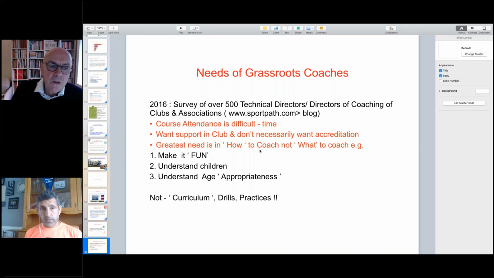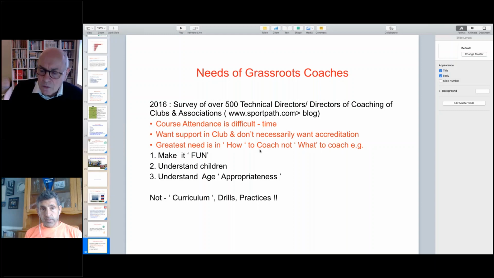What about the needs of grassroots coaches? They found course attendance for these people was difficult, but they wanted more information about how to coach, not what to coach. So not yet another passing drill, not yet another dribbling move, not yet another drill. That's the what to coach. They wanted more information about how to coach, making it fun, understanding children, and understanding age appropriateness.